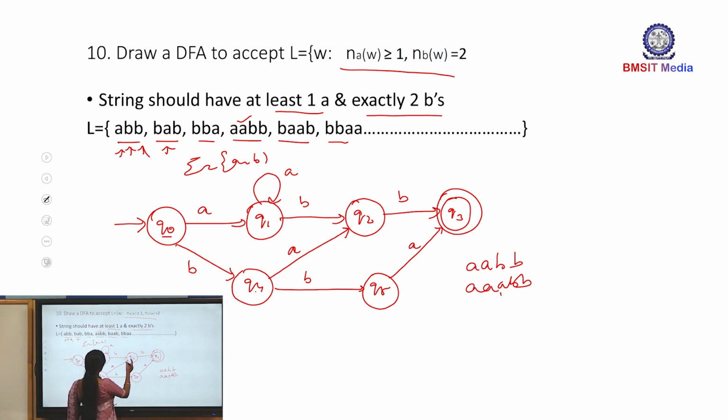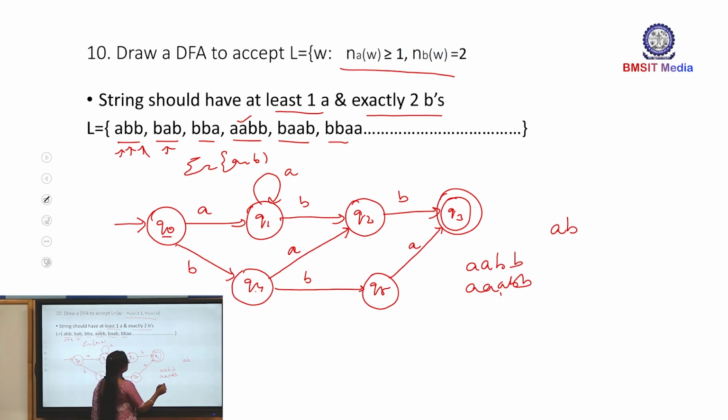Now the next case is Q2. Q2 has already made a transition on B. The transition that is left out is on seeing an A. So when do we reach Q2? We basically reach Q2 after seeing an A and a B: from Q0 on accepting an A to Q1, and from Q1 on accepting a B to Q2. So this is the basic thing.